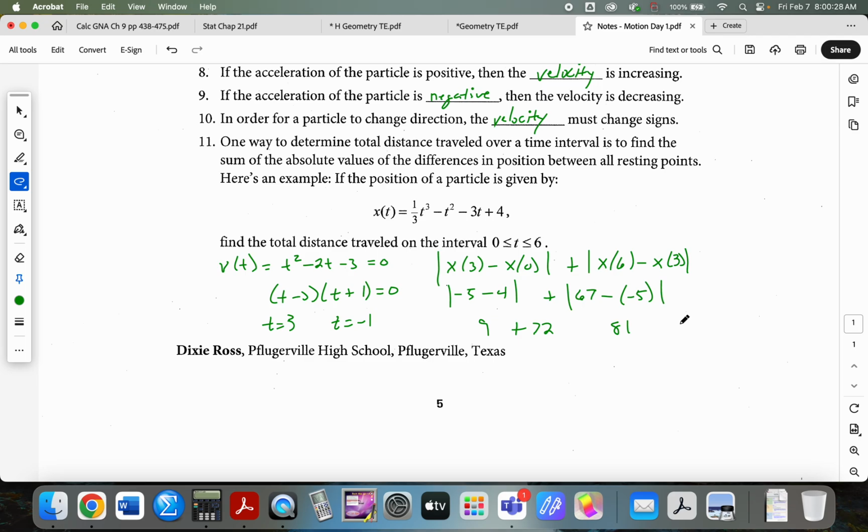Now I want you to notice something here. x of 3 minus x of 0, isn't that the same as the integral from 0 to 3 of v of t dt? Because x is going to be the antiderivative of that velocity function.